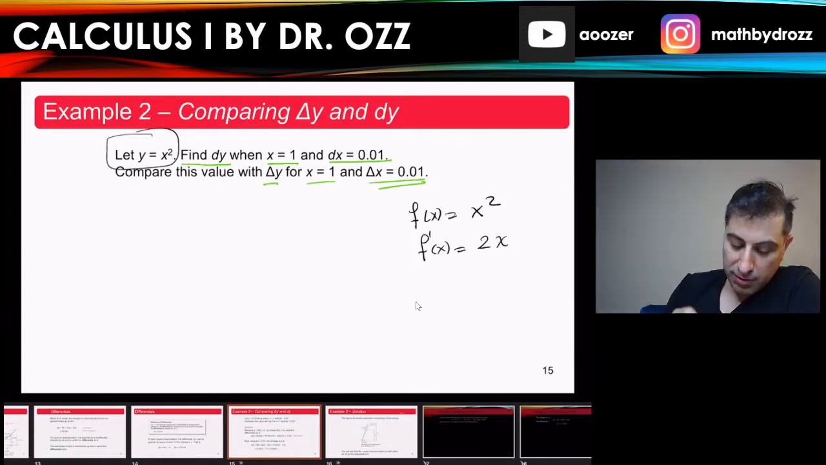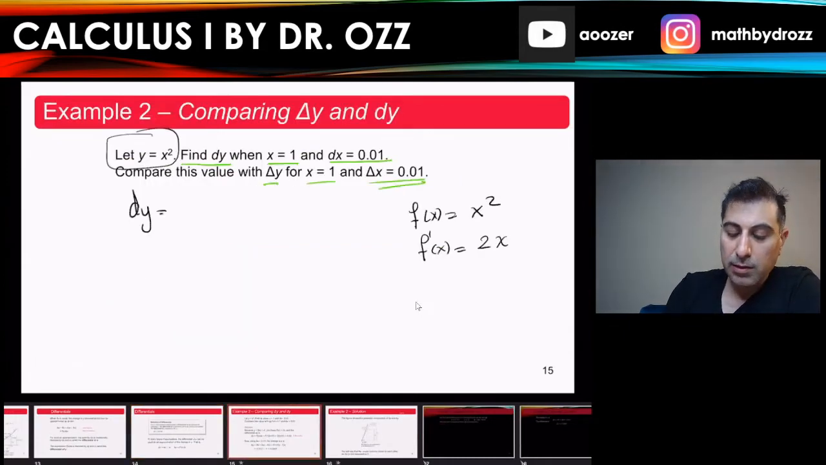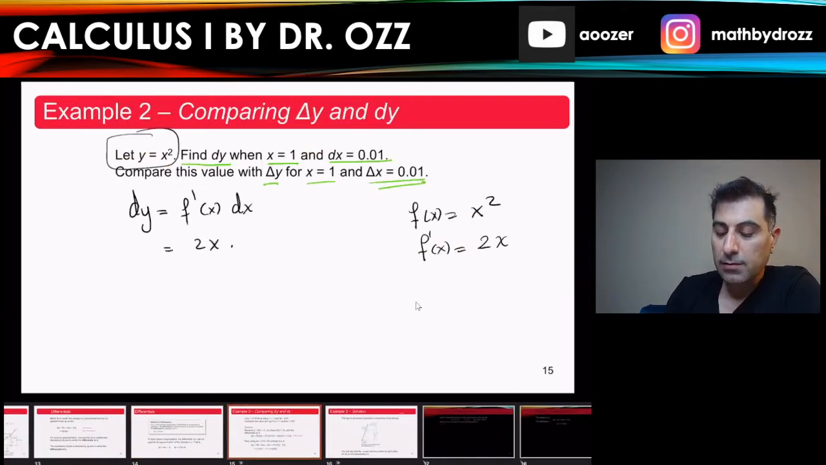And we know the formula, we just mentioned that, dy equals f prime of x dx. Here we go. dy equals f prime of x dx. Okay, f prime of x is 2x. So 2x times dx is in fact dy, which is the approximation of the actual change in y values.